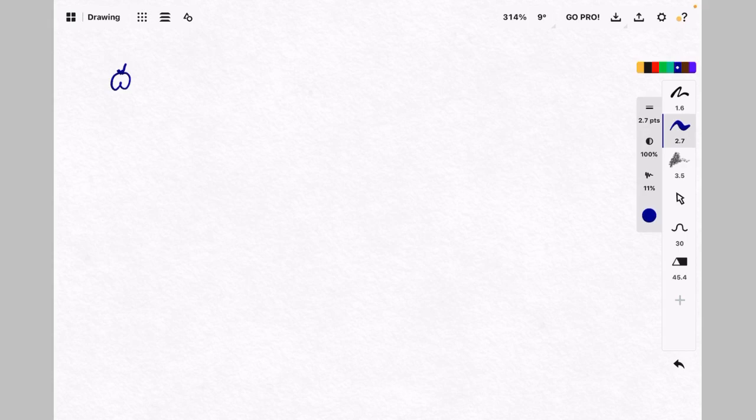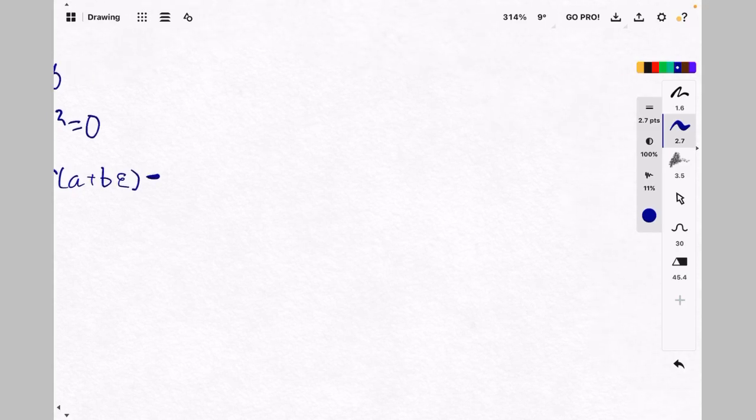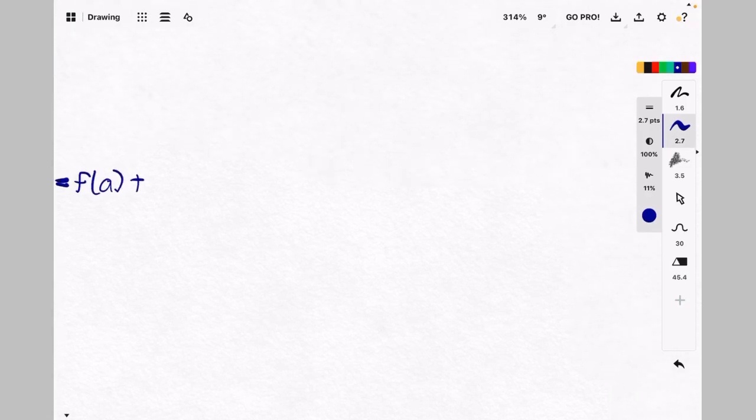So let's start off with learning a little bit about the dual numbers, where epsilon squared equals 0. These are already really well known, and they're used for automatic differentiation. So f of a plus b epsilon, and that's any function, is the function of a plus b f prime a epsilon.